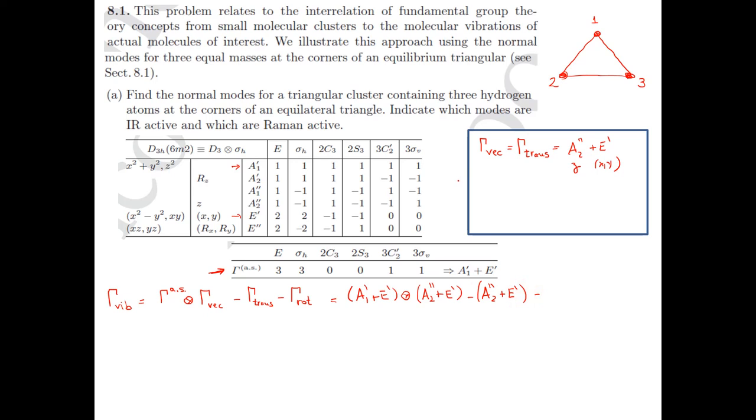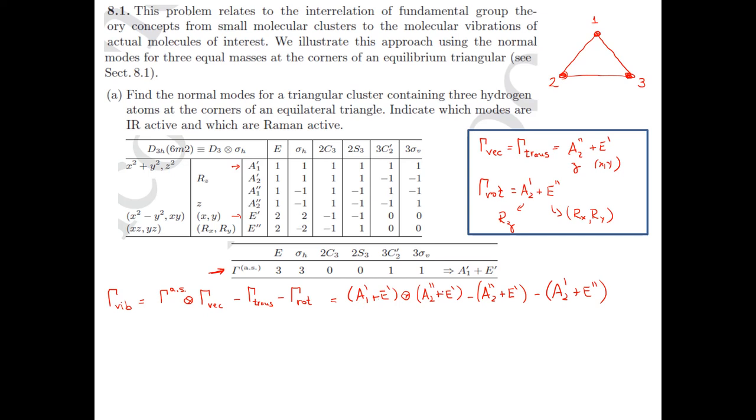And then I have to subtract the gamma rotation. For the rotations, I have to look here: Rz is A2 prime, and Rx, Ry is E double prime. So this is for Rz, and this is for Rx, Ry. So I have to subtract A2 prime and E double prime. Okay, so we start to get smart about this.